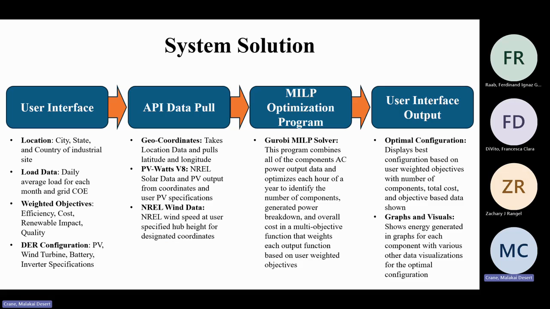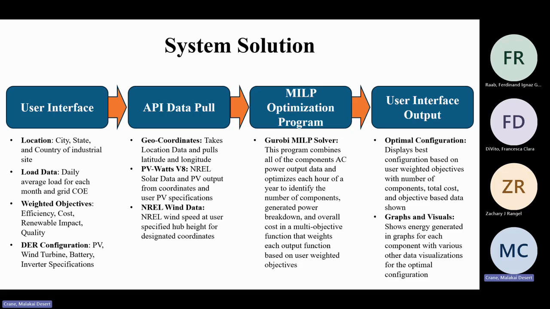All right, so for our system solution, we broke down our program into 4 different subsections. Our first subsection is going to be our user interface, where there are 4 split up boxes for the user to enter their site-specific data. So the first one is location with your city, state, and country, your load data, which is the average load data for each month, and the grid cost of energy. Our 4 weighted objectives, which are efficiency, cost, renewable impact, and power quality. And then our DER configuration specifications. So you have your PV, your wind turbine, your batteries, and your inverter specifications.